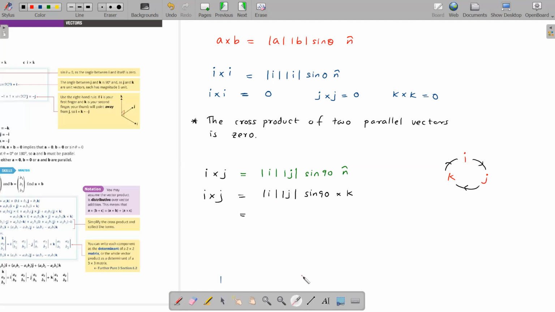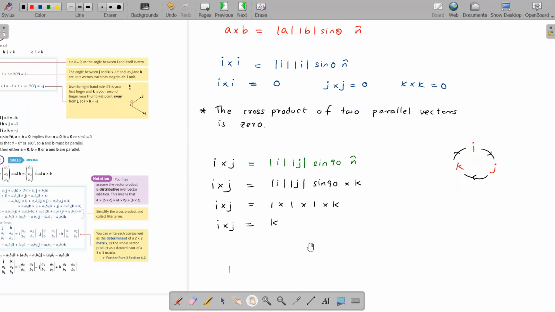What is modulus I? Modulus is the length of the vector, right? I is a unit vector, which means the length is 1. What about the modulus of J? J is a unit vector along the Y axis. Length is 1 unit. Sine 90 is 1. And then you have this K. So I cross J is equal to K. The cross product of I cross J becomes K. Okay, let's try a few more.